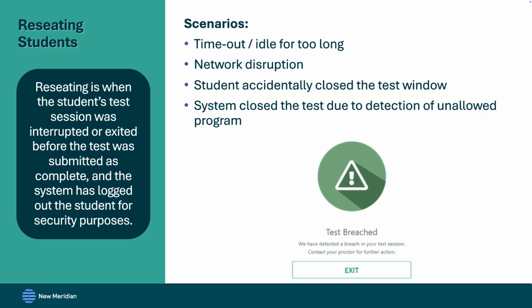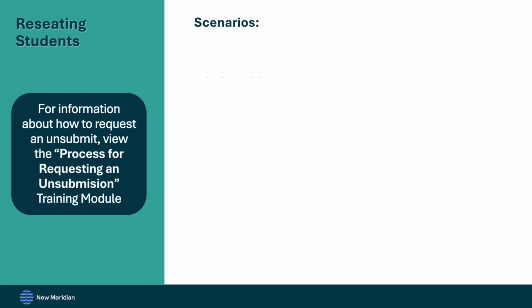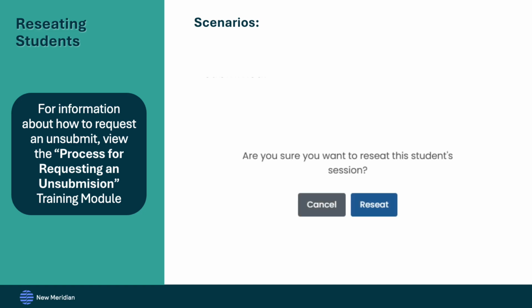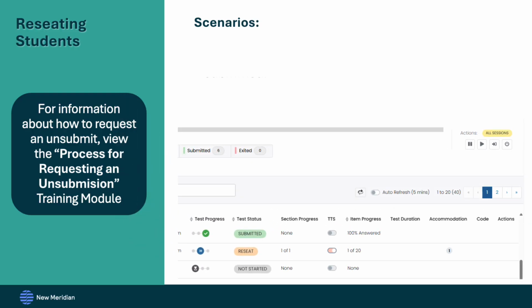If a student receives a test breached message, the proctor dashboard will show the student as breached. When this occurs, the proctor should review the situation to determine whether reseating is appropriate. If appropriate, the proctor can reseat the student through the action menu in the same way as other reseating scenarios. The proctor will be prompted to confirm that the reseat action is intended. Once the student has been reseated, the proctor should refresh the dashboard and see that the student's test status has changed to reseat. The student can then reattempt their login with the test code and student ID.